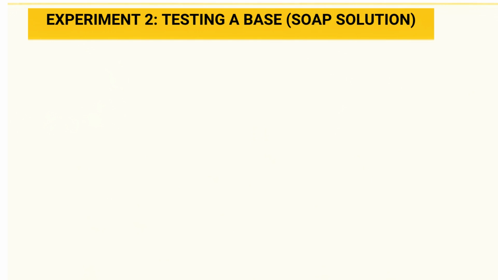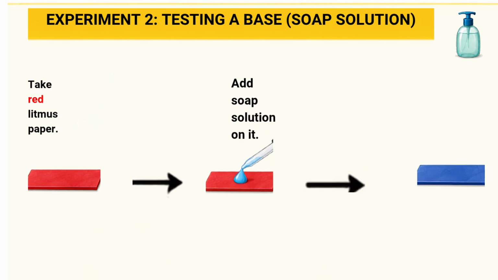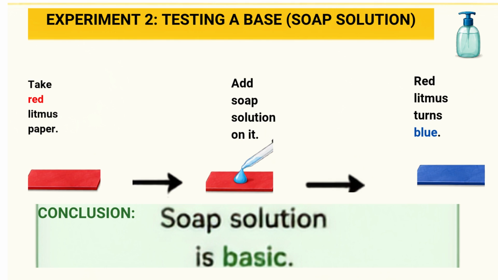Here is an experiment to test a base using soap solution. First of all, we take a red litmus paper. Now add soap solution on it. Red litmus paper turns blue. So we can say that soap solution is basic, which turns red litmus into blue.